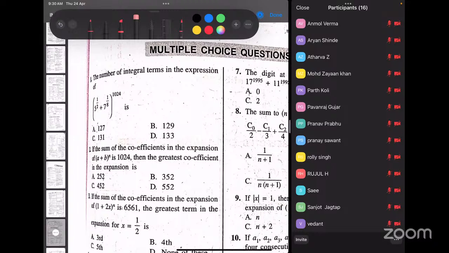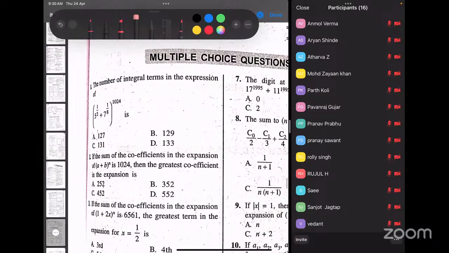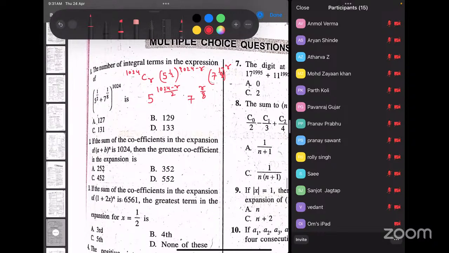The number of integral terms in the expansion of (5 raised to power 1 by 2 plus 7 raised to power 1 by 8), overall power 1024. So to solve this question, let's write the general term. This will be 1024Cr (5 raised to power 1 by 2) raised to power 1024 minus r, and (7 raised to power 1 by 8) raised to power r. So this will be 5 raised to power (1024 minus r) by 2, and this will be 7 raised to power r by 8. Understood?